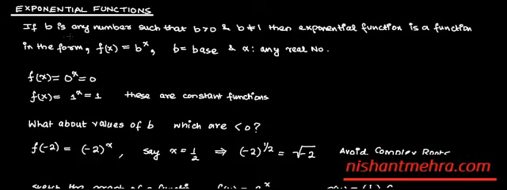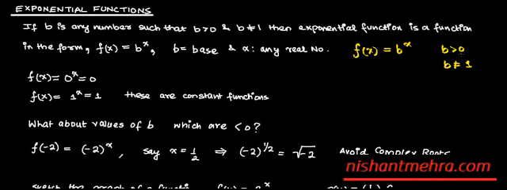If b is any number such that b is greater than 0 and b is not equal to 1, then an exponential function is a function of the form f(x) = b^x. So if you have a function of the form f(x) = b^x, where this base is greater than 0 first of all, and is not equal to 1, then this function f(x) = b^x is an exponential function.